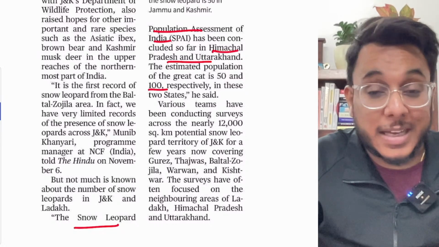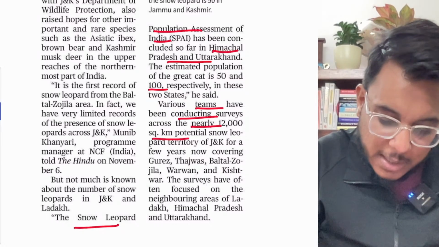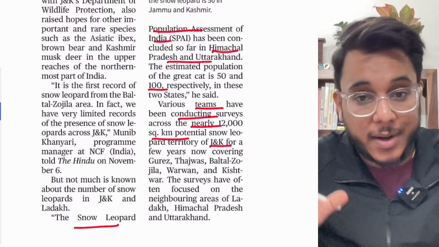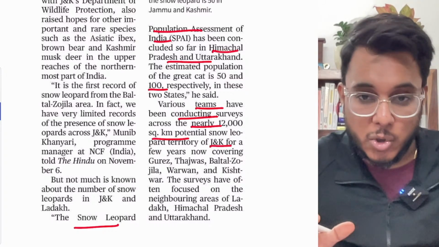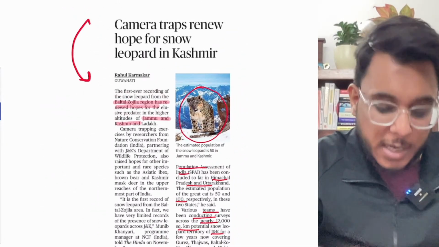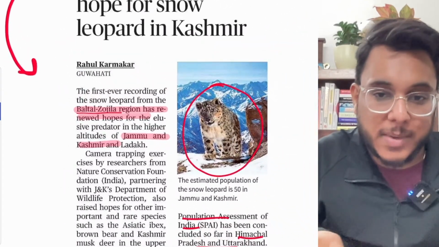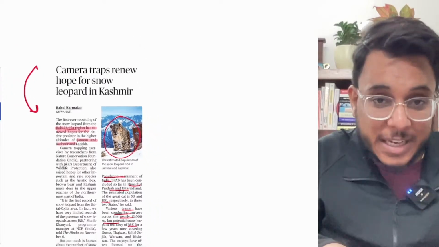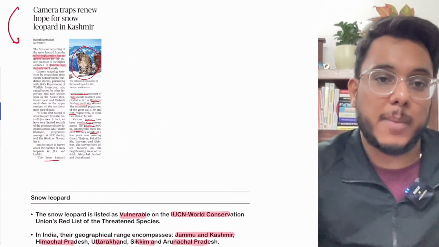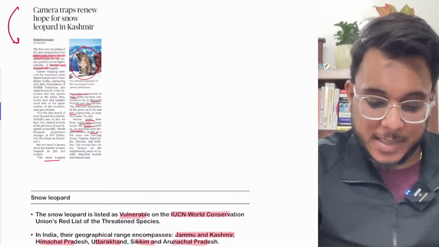But in Jammu and Kashmir, teams are conducting surveys across the region to find out whether snow leopards are living there or not. For that, camera traps are being placed, and now in the Baltal Jozila region, a snow leopard has been identified. So it is reviving the hope that snow leopards are still there in Jammu and Kashmir also. So this is what has happened. Now, moving to the next article.